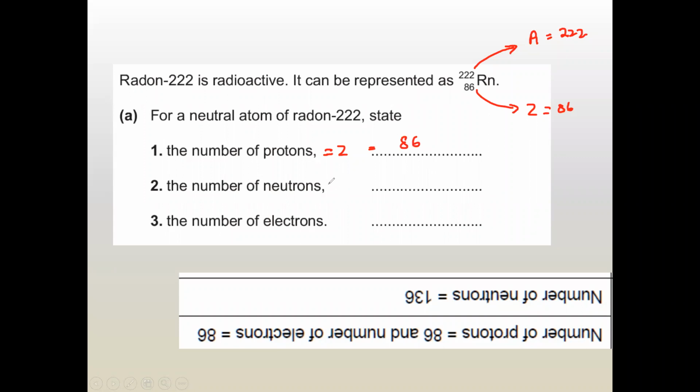To get the number of neutrons, the number of neutrons is A minus Z. So it will be 222 minus 86. When we subtract, we'll get 136 neutrons. And to find the electrons, because it's a neutral atom, as I already mentioned, to be a neutral atom, the number of protons and electrons should be equal. That's why we'll write 86 directly.